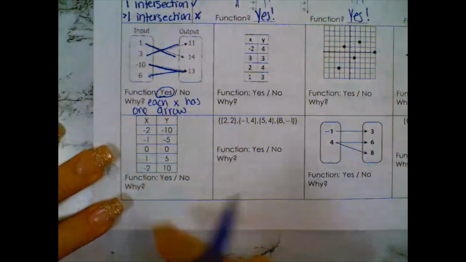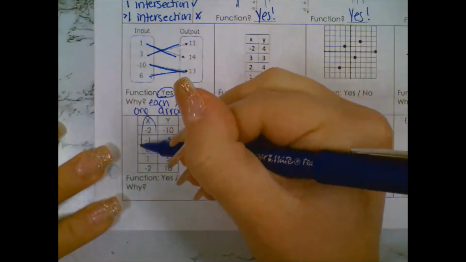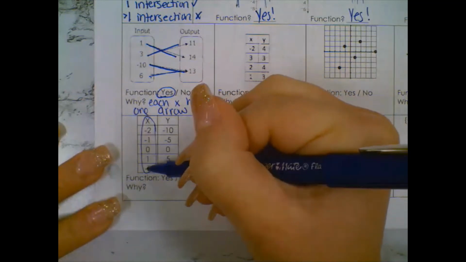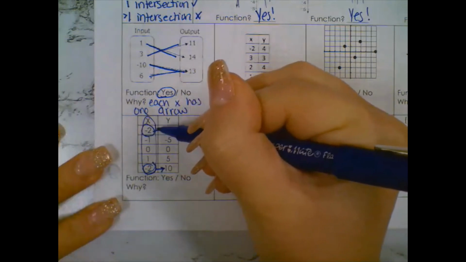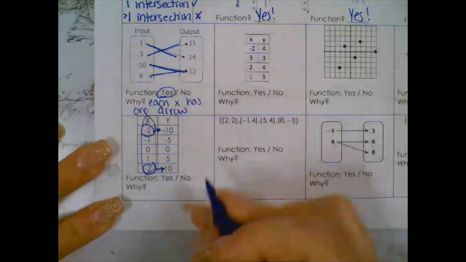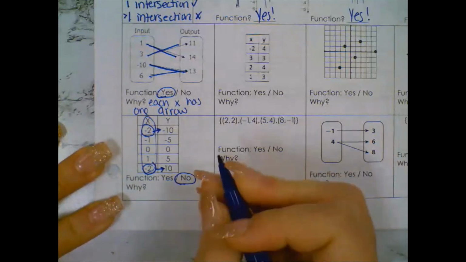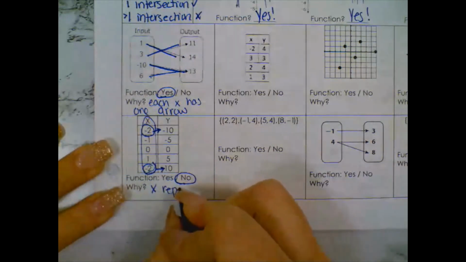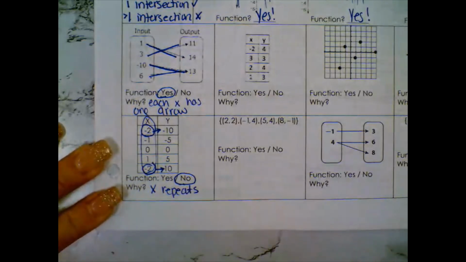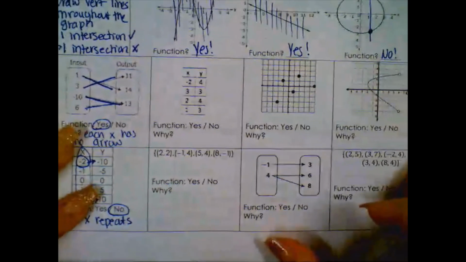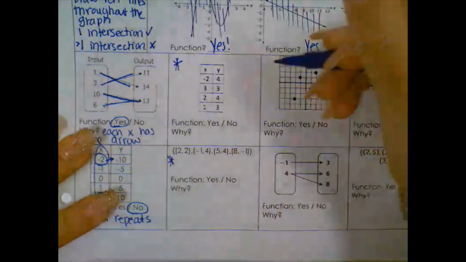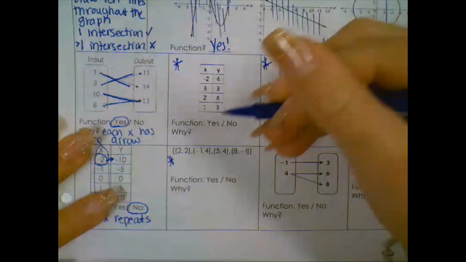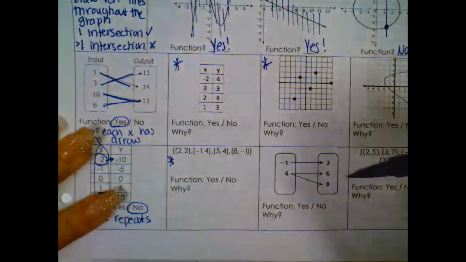Looking at this table down here, I see my x's, that's all I care about. And if I look at my x's, I have a -2 going to a +10. I have a -2 going to a -10. So two different outputs, right? So it is not a function because x repeats. That's the basic way you can explain it. X just repeats, okay? So what I want you guys to do is go ahead and try this one, the ones I'm going to star, this one, and this one on your own really quickly. Go ahead and try those three. We'll check them, and then the rest will be for class.